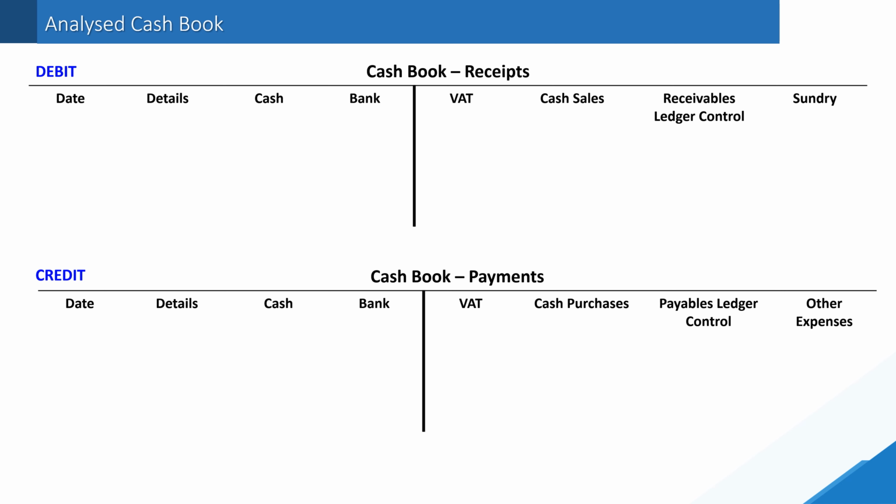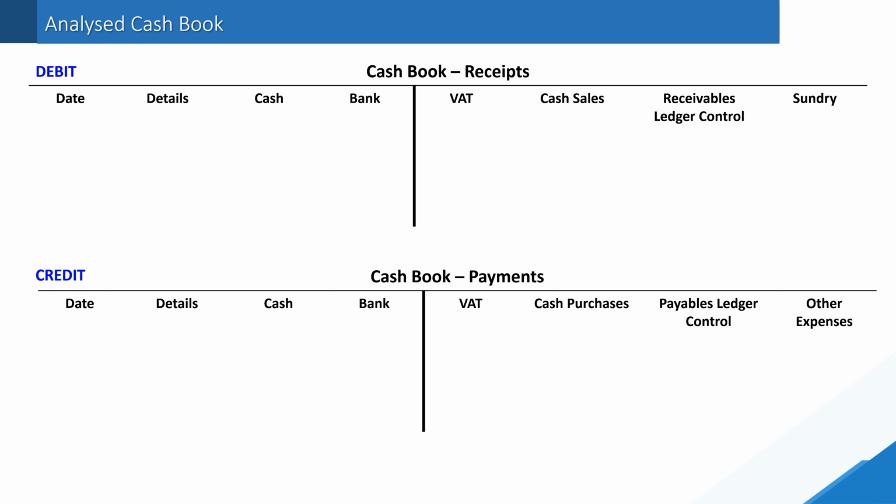If we firstly look at the top table, the cash book receipts, we can see on the left hand side of your screen, you've got your date, your details, your cash and your bank. And that's very similar to the layout that you'd have seen previously. But extending that information now, we've got what we call our analysis columns. And these analysis columns are very much interchangeable, dependent upon the needs and requirements of your business.